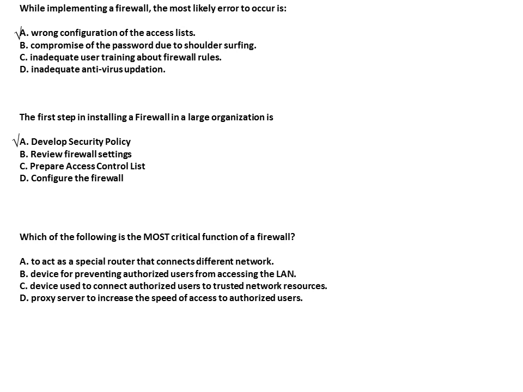Which of the following is the most critical function of a firewall? To act as a special router, a device for preventing authorized users, a device used to connect authorized users to trusted network resources, a proxy server to increase the speed. So the most critical function is to ensure that it is a device used to connect authorized users to trusted network resources.